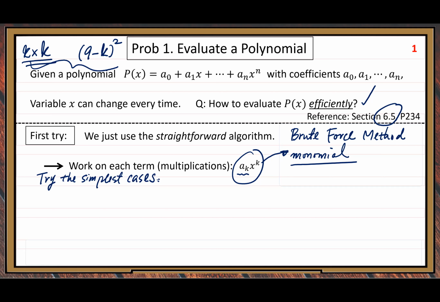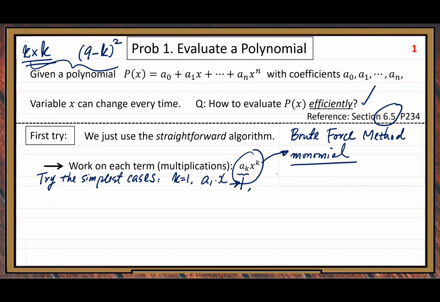All right. When k equals 1, a1 times x, how many multiplications do you need? Simple. How many? A1 times x. How many? Do not use k this time, because we already say k equals 1. All right, just tell me 1. So your k always correct. Okay, the answer is 1.